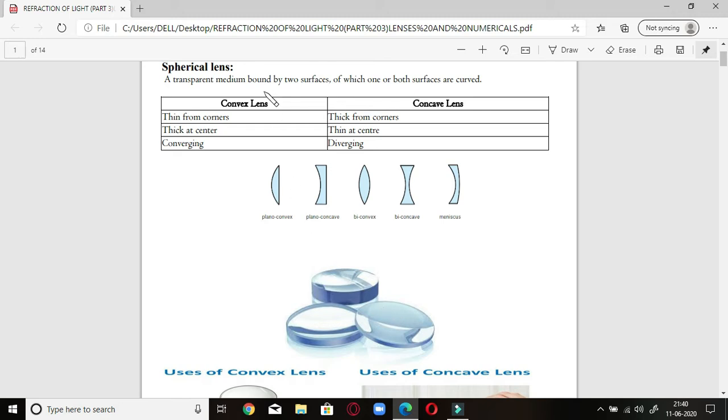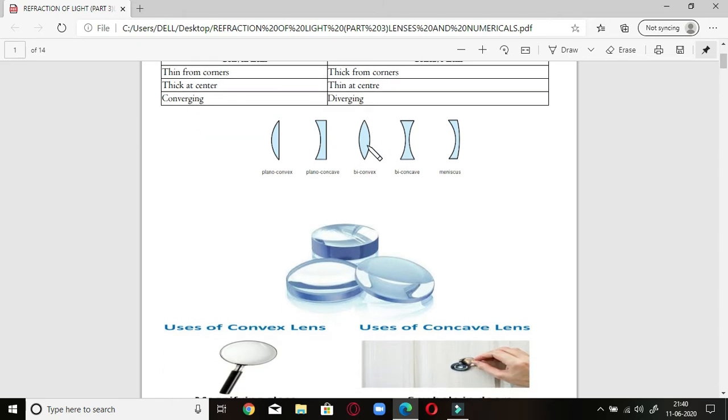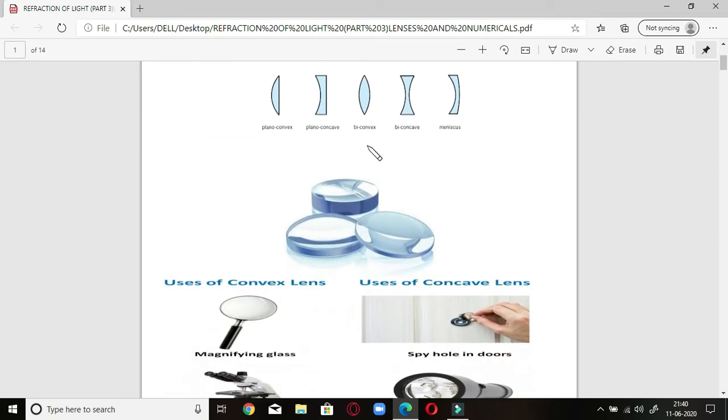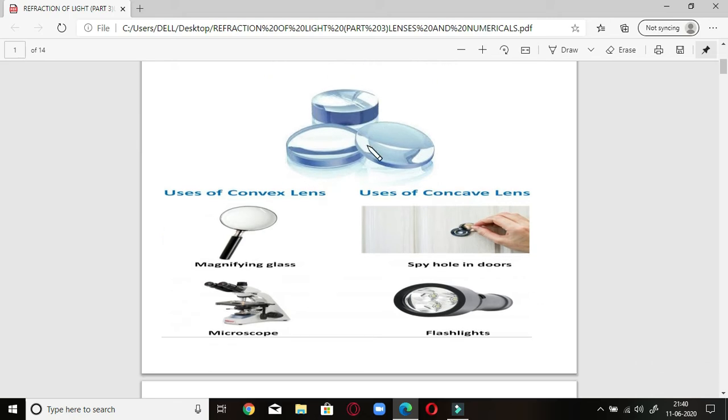Let us see what the difference is between a convex lens and a concave lens. Convex lenses are thinner at the corners, whereas concave lenses are thick at the corners. Convex lenses are thick at the center, whereas concave lenses are thin at the center. One is converging in nature, the other is diverging in nature. I hope you know about diverging and converging nature; I will discuss that in the next diagram also. Let us see the uses of convex and concave lenses.